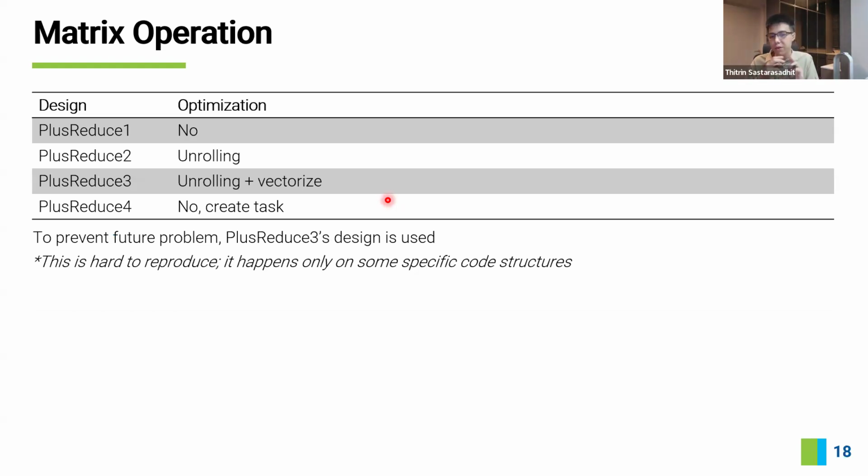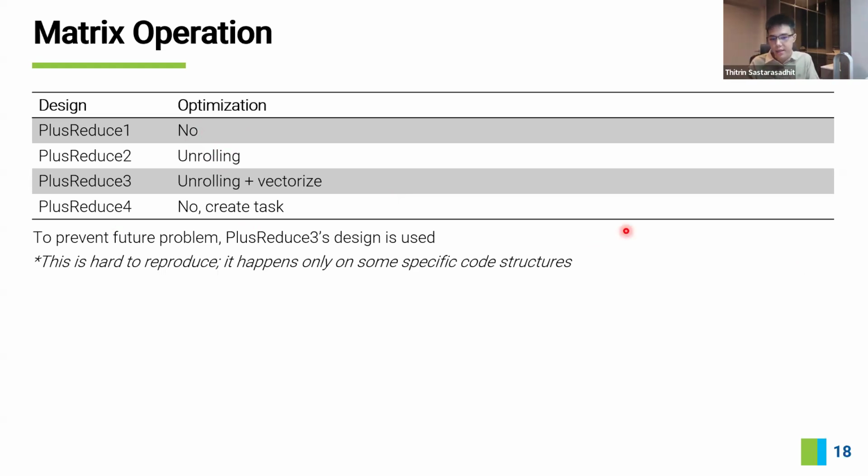unexpected. The only performance difference that should be seen is just the overhead of passing arguments. But it turns out that the first one is the worst, with no optimization. The second one is next, with just loop unrolling. And the third one is the best, with vectorization included. The fourth one is just like the first one, but it also creates a task when I call it. I have to note that it's kind of hard to reproduce.